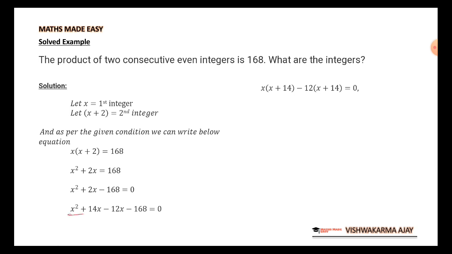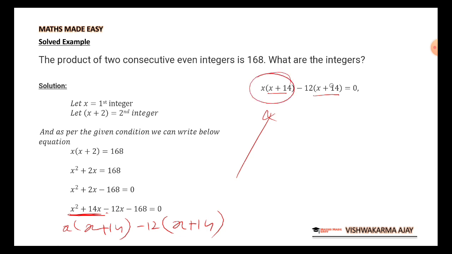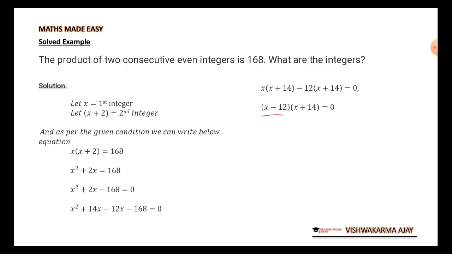Now I can take x common from here. So inside the bracket I have x plus 14, and minus 12 common from here, so inside the bracket is x plus 14, as you can see here. Now x plus 14 and x plus 14 can be taken out common from these two terms. There are two terms, x times (x plus 14) and 12 times (x plus 14). So I'm going to take x plus 14 common. What is left is (x minus 12)(x plus 14) is equal to 0.